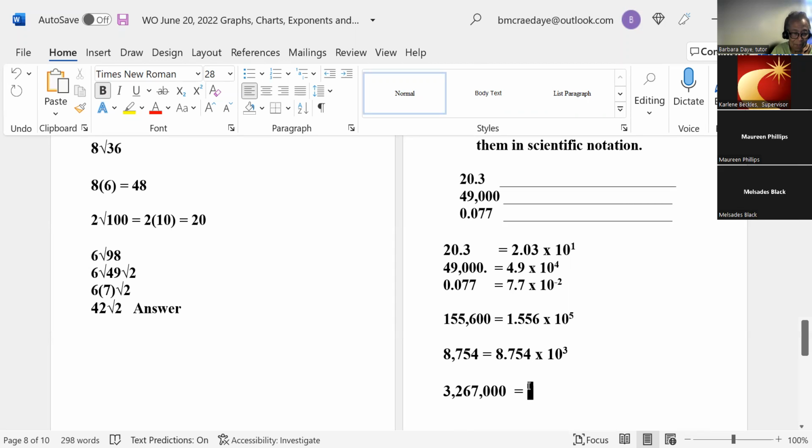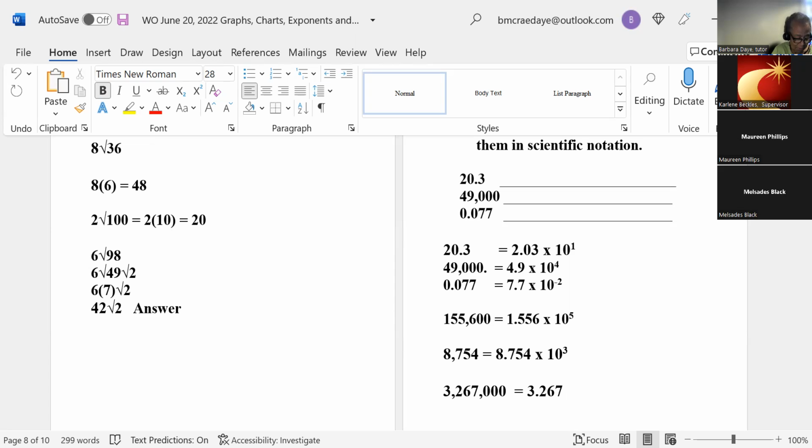Given the number first, less than 10, where would your decimal point go? In between the 6 and the 7. No, that would be 326. Remember, it's got to be less than 10. In between the 3 and the 2. That's it. Very good. It's got to be less than 10.